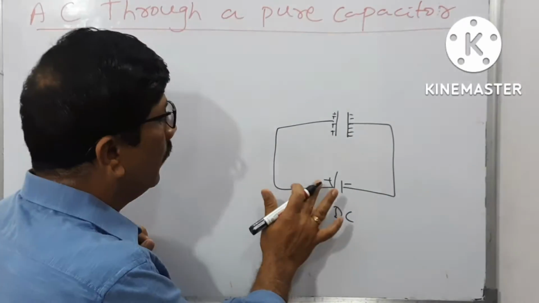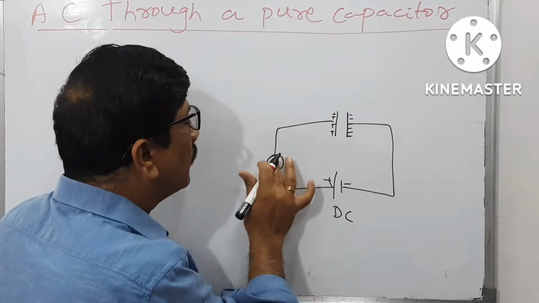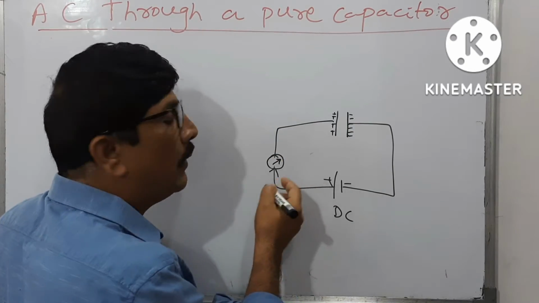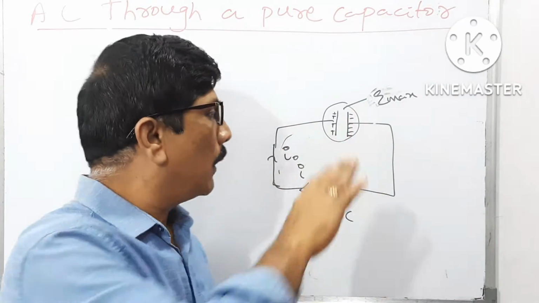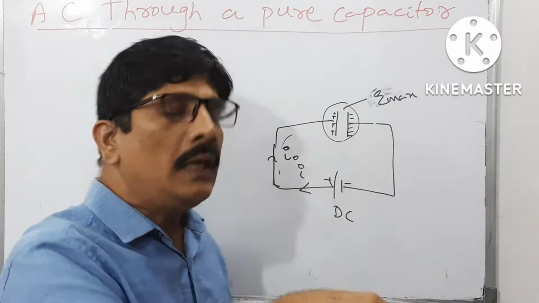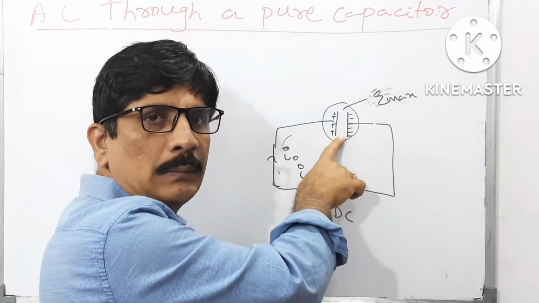Once these two plates are storing maximum charge on them, then you cannot see current in the circuit. The galvanometer or ammeter which is connected here will show you the zero reading. The capacitor can allow DC only till it gets the maximum charge.